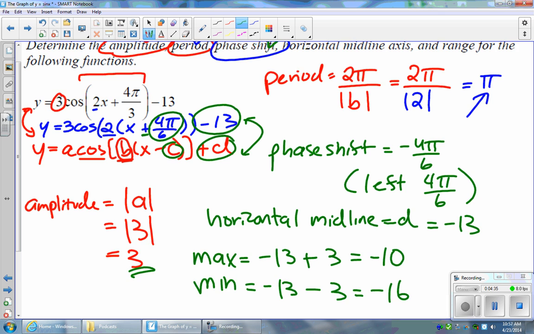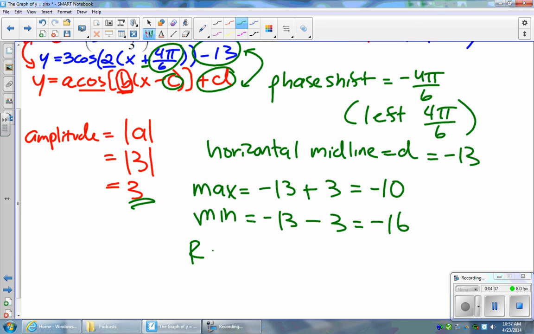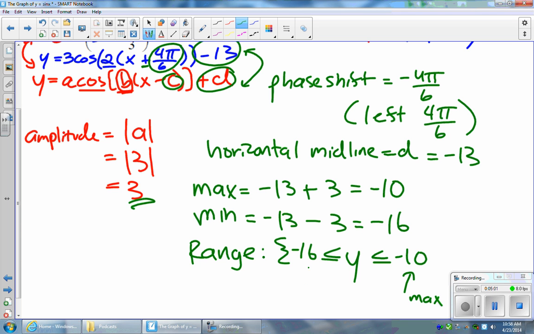So to sum up, my range is everything related to y. More specifically, y has to be less than or equal to negative 10, which is the max, and it has to be greater than or equal to negative 16, which is my minimum. Okay, so that is how you do that question.